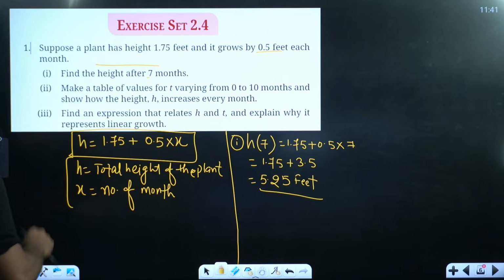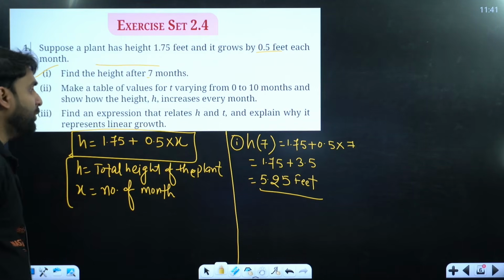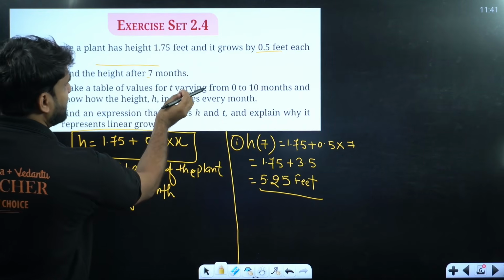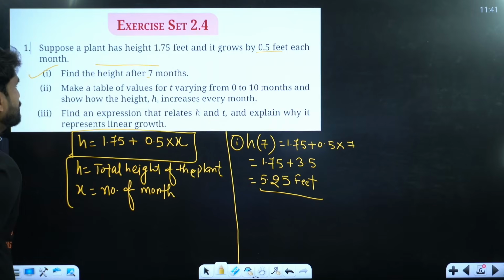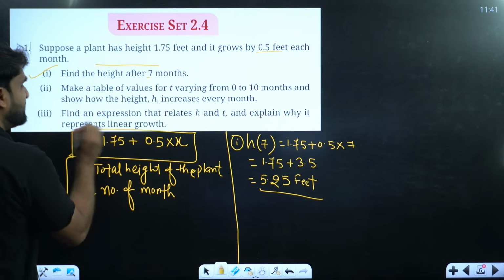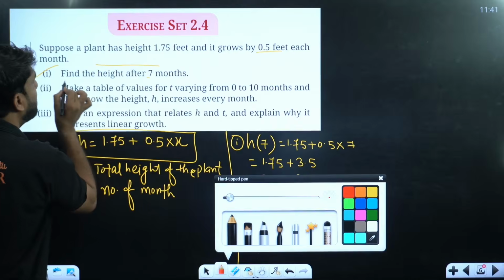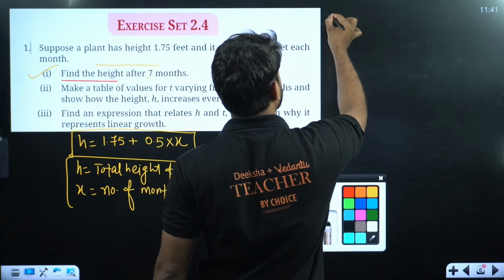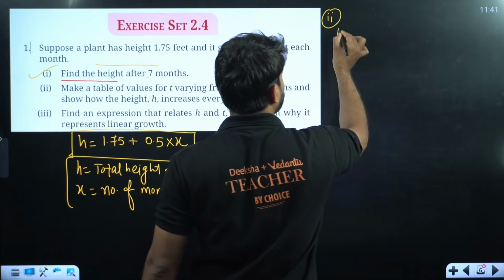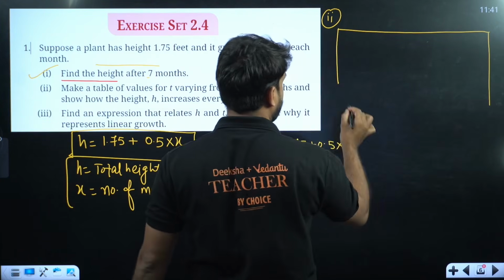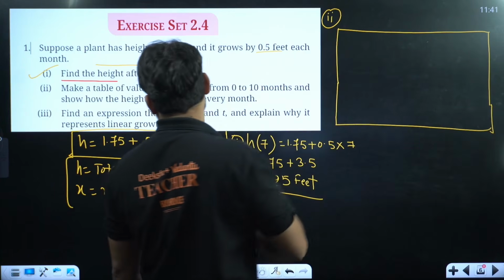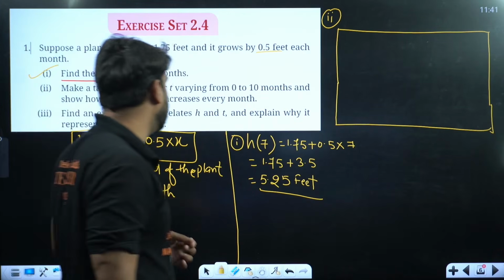Okay, now moving to next. Second question. First is done. Make a table of values for t. The question says t for month. We need to take t for month, varying from 0 to 10 months, and show how the height increases every month. So the question is asking to draw a table. Make a table. So let's draw a table here.